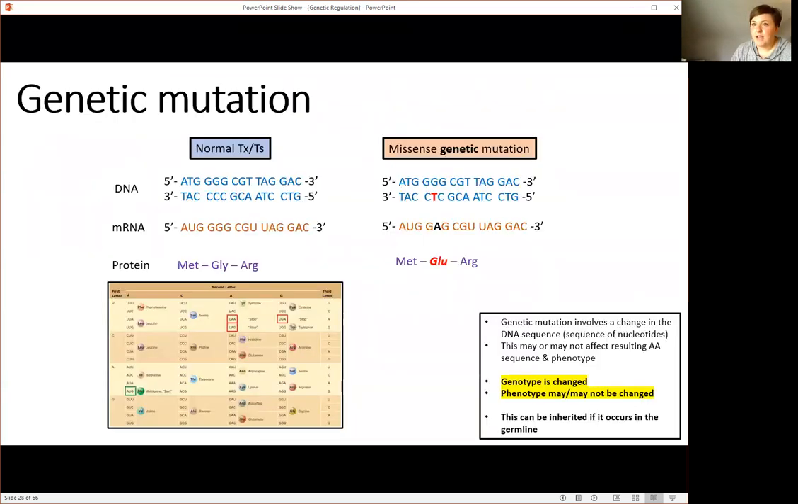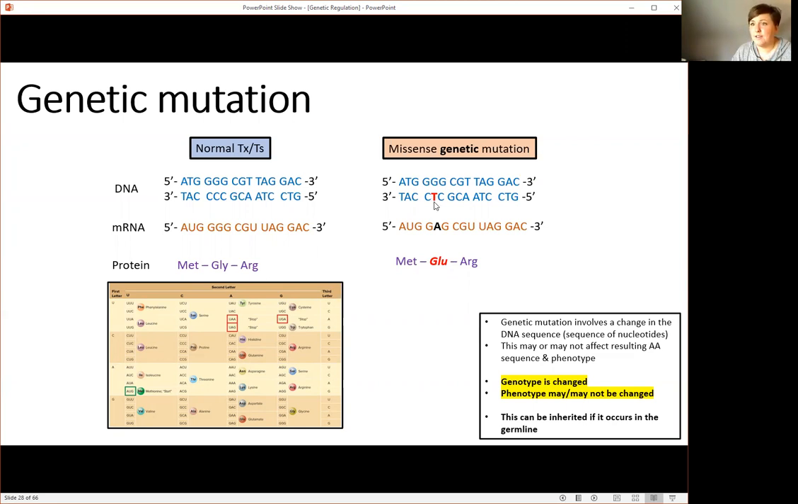You learned already that genetic mutation is when something occurs that changes the genotype of a cell. For example, we can look at a missense mutation. Again, our normal gene is shown on the left, TAC, CCC, CGA, ATC, CTG. If a genetic mutation occurs, this changes the nucleotide sequence in the DNA. In other words, the genotype is changed. You can see on the right, we have a C mutated to a T.